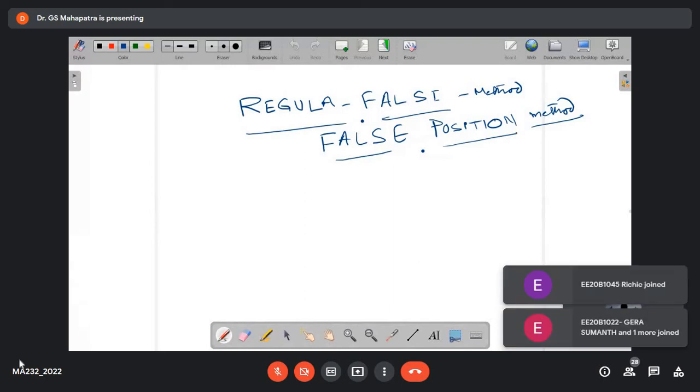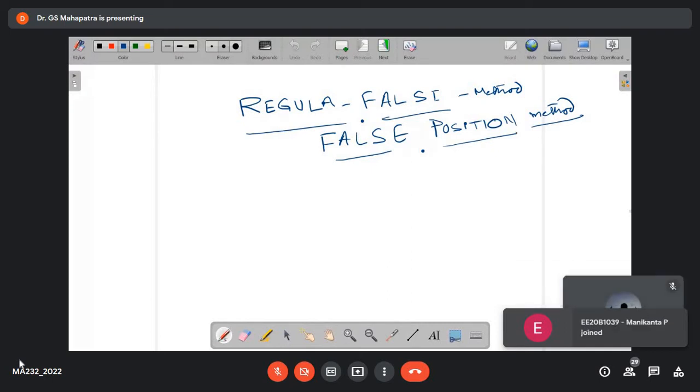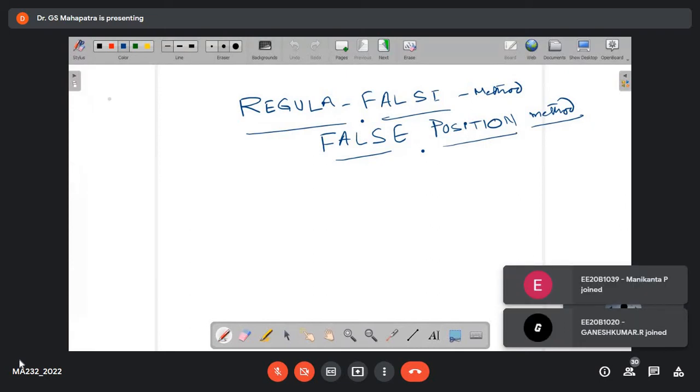The topic is the Regula Falsi method. Another name for this method is the false position method. In the previous class, we have already studied the bisection method, correct?